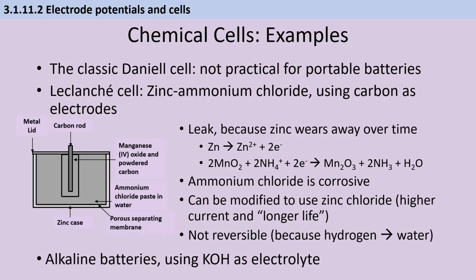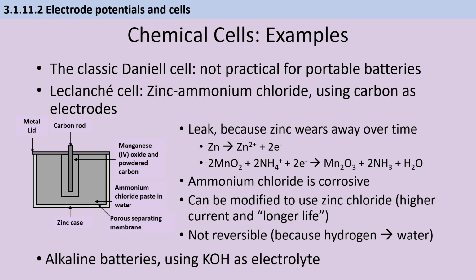This has a zinc case functioning as the anode, and therefore the zinc loses electrons and over time it will wear away, causing the cell to split and leak, releasing the corrosive ammonium chloride electrolyte. The cathode is a central chamber containing manganese dioxide and powdered carbon. To allow the passage of charge into it, there's a graphite rod, and on top of this is a metal lid. The ammonium chloride electrolyte is a paste with water, and that's split up from the zinc casing by a porous membrane, which allows ions to move through but not anything else.